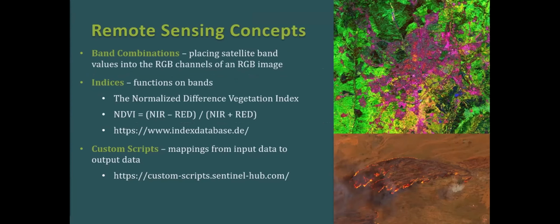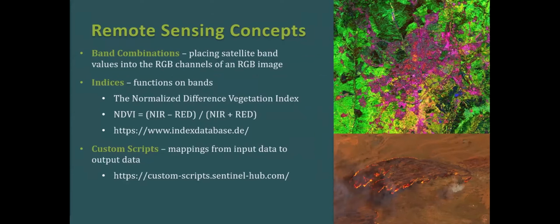So next up are some remote sensing concepts. The simplest concept is the so-called band combination. It is essentially taking satellite band values and placing them into the RGB channels of an RGB image. So for example, if you want a true color image, you just take the RGB channels of your satellite and place them into the RGB channels of your image. Easy. You can also get a false color image by choosing any other satellite channel in a different order and placing those in the RGB image. So for example, the image on the top right is a false color image.